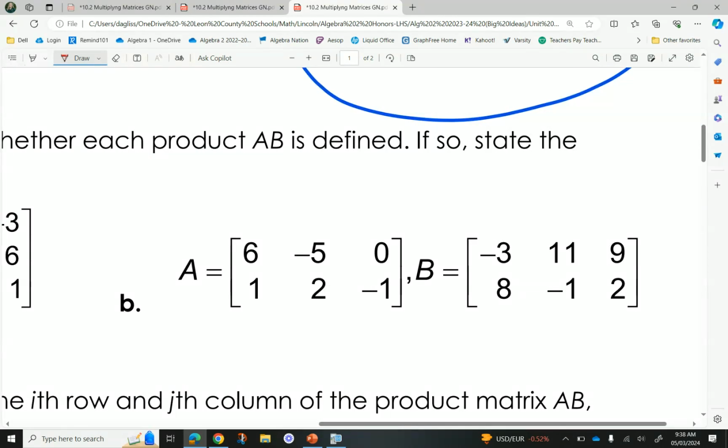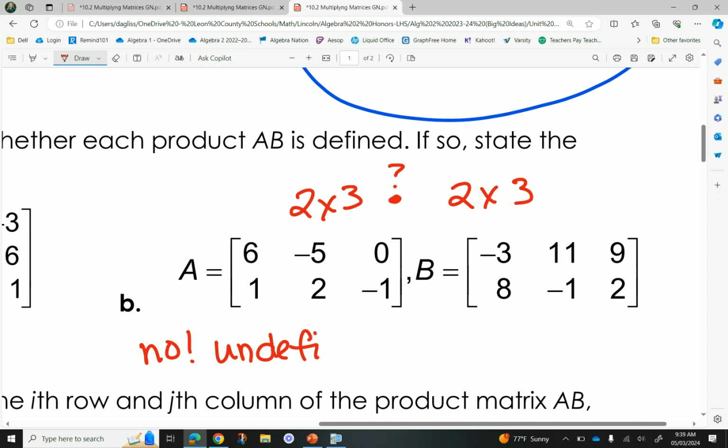How about example B? What are the dimensions of matrix A? Good, 2 rows, 3 columns. What are the dimensions of matrix B? 2 by 3 again. Can we multiply these? No, we cannot. This would be undefined, because 3 and 2 are not the same. What could I do with these, though? I could add them. What else could I do? I could subtract them, because they're the exact same size, but we could not matrix multiply them.